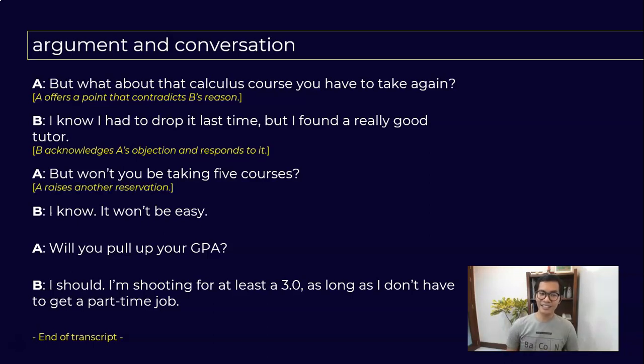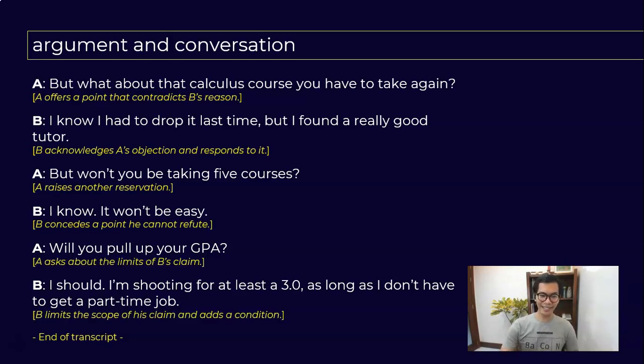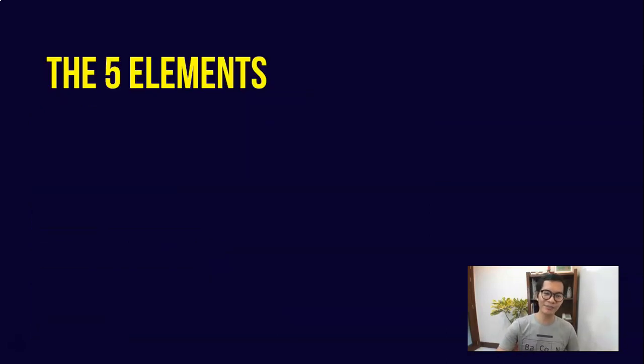And A raises another reservation. And B concedes a point he cannot refute. Now, A asks about the limit of B's claim, and B limits the scope of his claim and adds a condition. And from this alone, we can see now how argument could be applied in a daily life setting, in a normal, usual conversation, the casual conversations that we have.